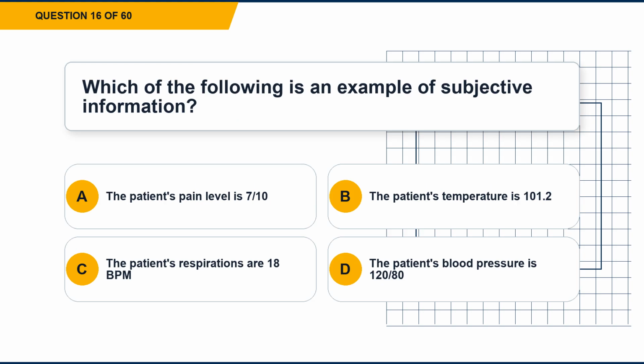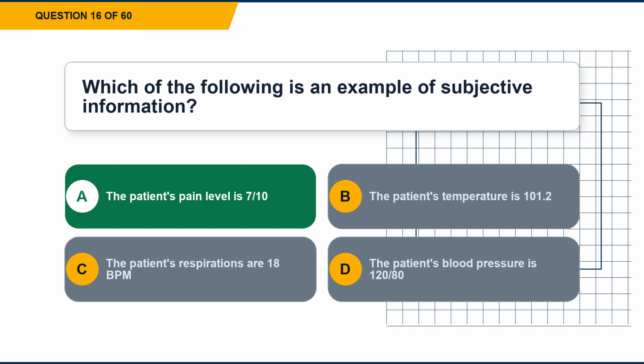Question 16. Which of the following is an example of subjective information? Option A, the patient's pain level is 7/10. Option B, the patient's temperature is 101.2. Option C, the patient's respirations are 18 beats per minute. Option D, the patient's blood pressure is 120/80.